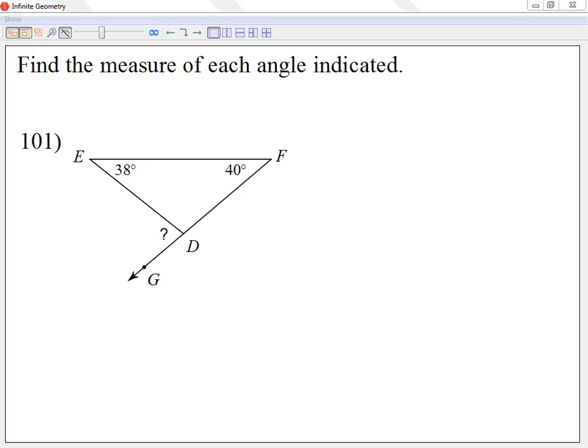Really doubt it, but. All right, guys, let's take a look. Looking at 101. Take out your packet.